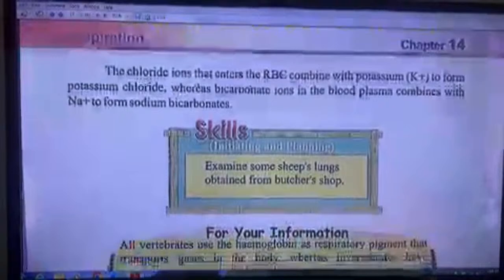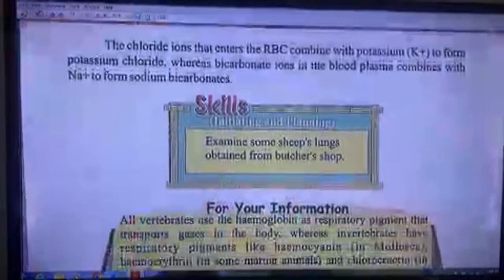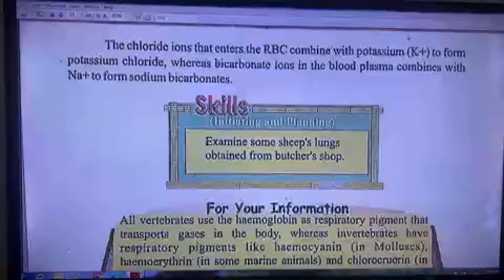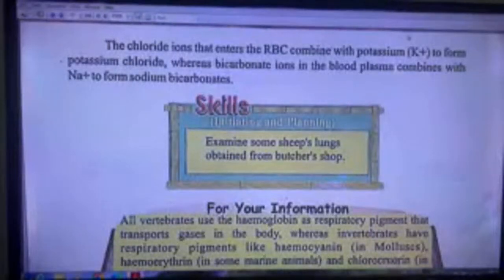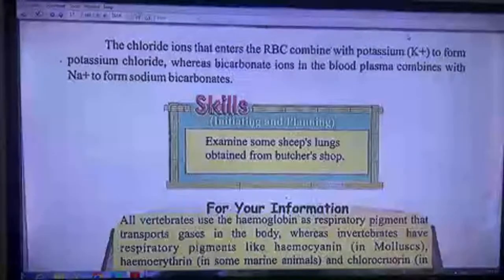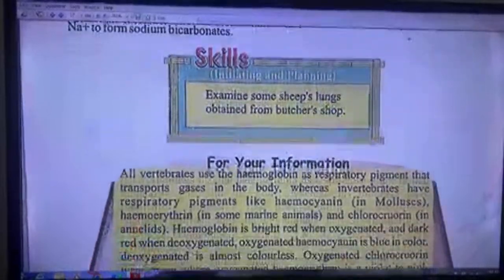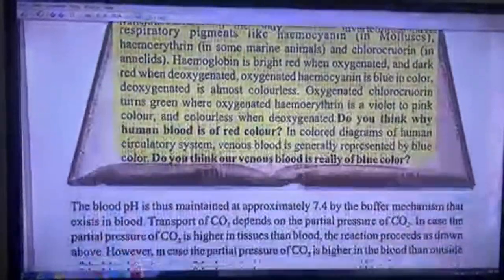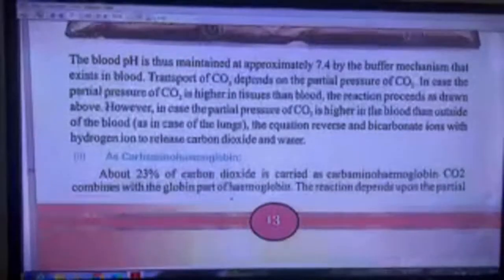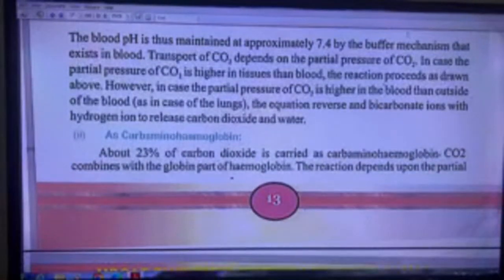The chloride ions that enter the RBC, red blood cells, combine with potassium ions to form potassium chloride, whereas bicarbonate ions in the blood plasma combine with Na to form sodium bicarbonate. The blood pH is thus maintained at approximately 7.4 by the buffer mechanism that exists in blood.